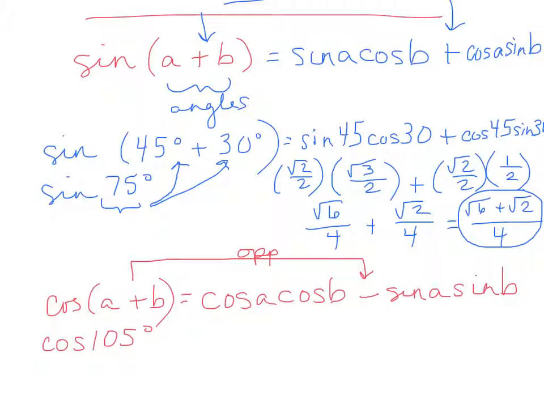60 and 45, yeah. Is there anything that we didn't name? 60 and 45, I think that's it. Yes, sir? The second half of that, sine A times sine B. Uh-huh. Yep.